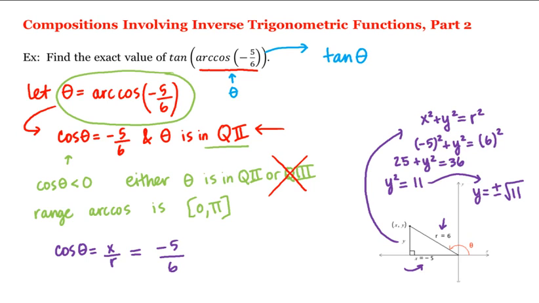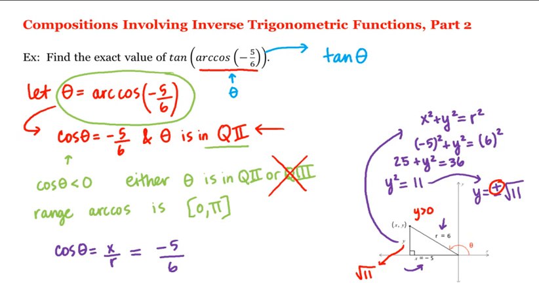But which one do we choose, the plus or the minus? Remember that y is in quadrant 2 here. And in quadrant 2, y is greater than 0. So we're going to choose the positive value. That is, y here is equal to the square root of 11.